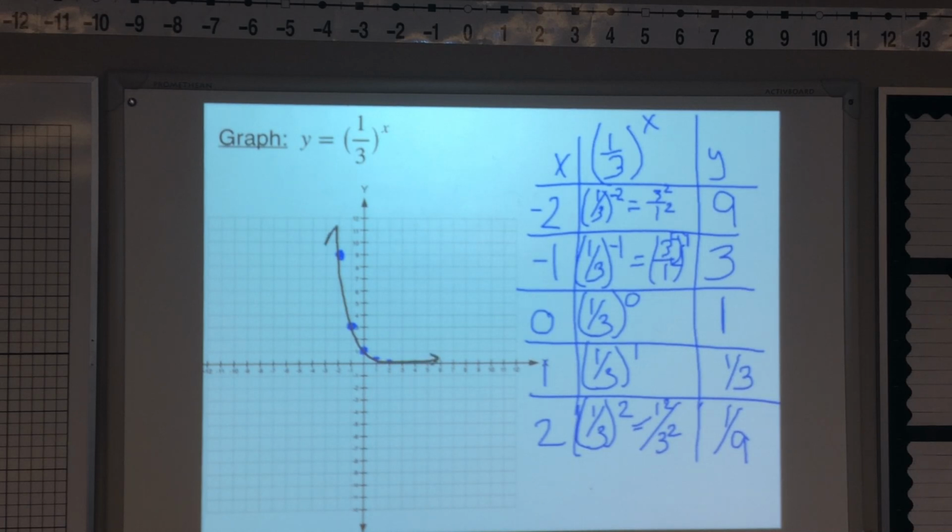And if you notice when I'm drawing my graphs, your curve should never go through the x-axis, right? You do not want this to pass that axis, right? Because you think about it, you're never going to get an answer of 0. Your numbers are just going to keep getting smaller and smaller.